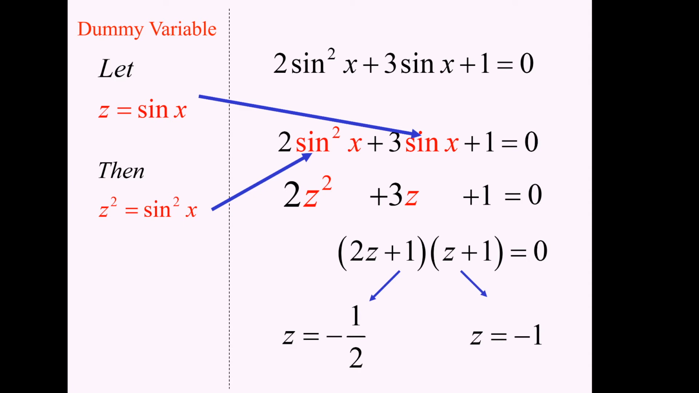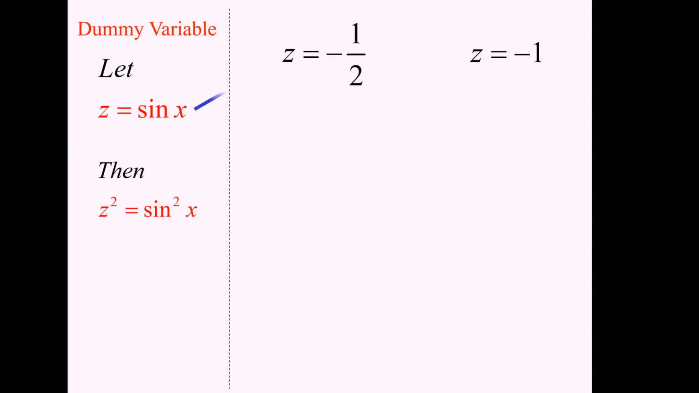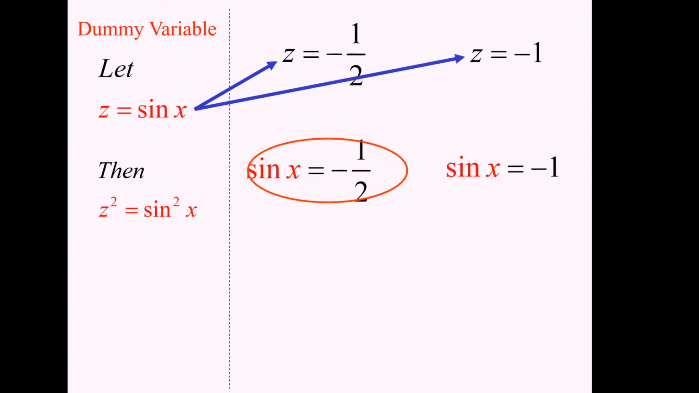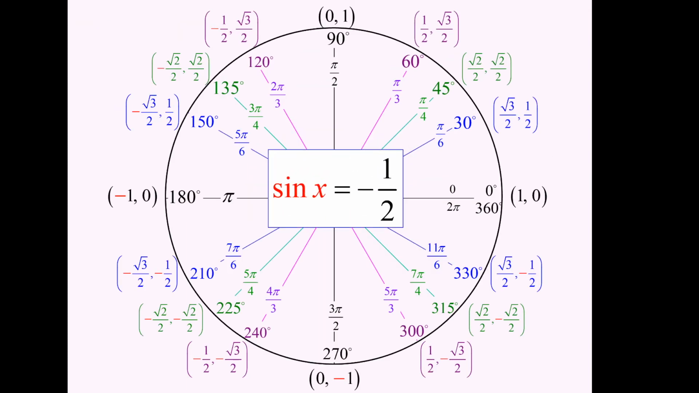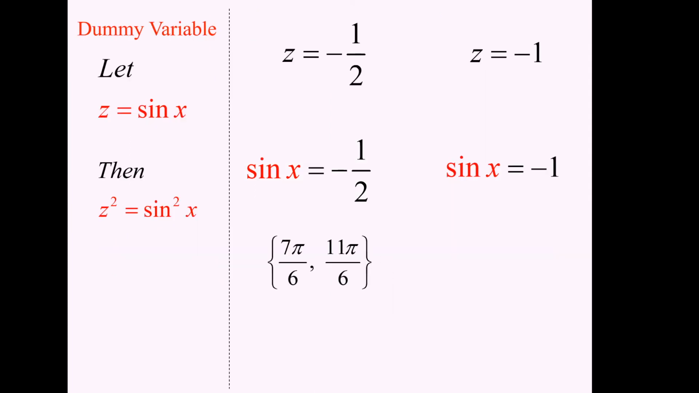Once we get those z values, guess what we can do? We can unsubstitute. Then we take the inverse sine of negative 1/2. According to the unit circle, negative 1/2 can be found in quadrant 3 and quadrant 4. In radians, we have 7 pi over 6 and 11 pi over 6. The unit circle is something you guys need to recognize. Remember way back in chapter 5, we had a formula quiz based on the unit circle.